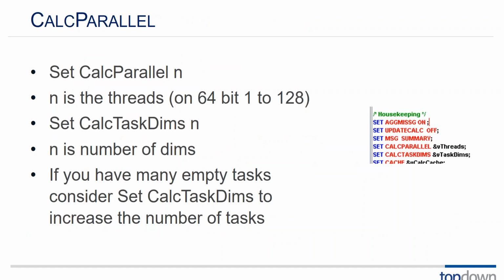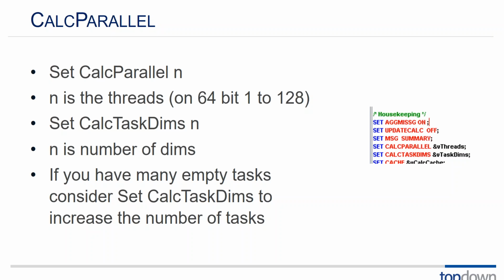So the calc parallel syntax looks as follows. We say in the calc script we set calc parallel and a number of threads. On 64-bit it's 1 to 28 threads. We can also increase the number of tasks by using set calc task dims and then give it a number of dimensions starting on the last dimension and working its way up. And so we'll look in our log file and we'll see a message about the number of empty tasks that we've got. And if we have many empty tasks, we may be able to rectify that by using set calc task dims to increase the number of tasks.